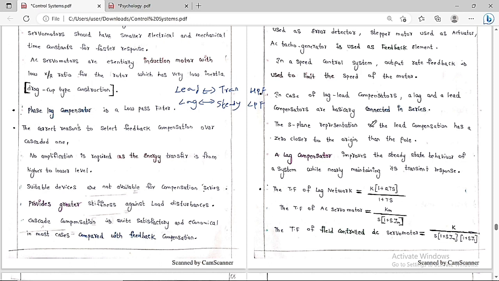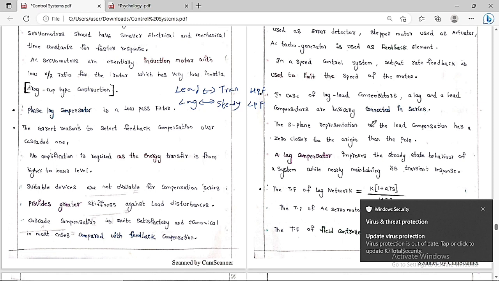Zero is closer to origin than a pole, whereas in the case of the phase lag compensator, the pole is closer to origin than the zero. So I have already told you the lead compensator is also called a high pass filter, whereas the lag compensator is also called a low pass filter. I have already told you this many times.